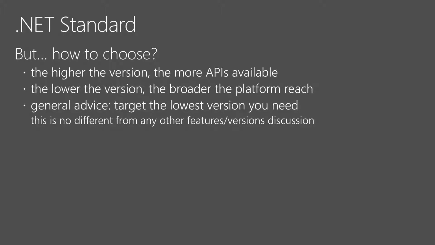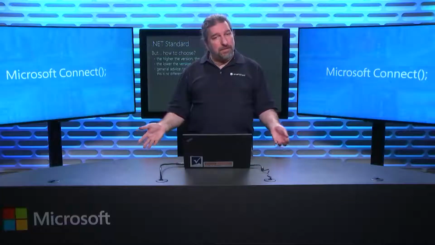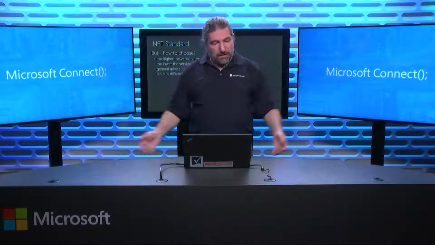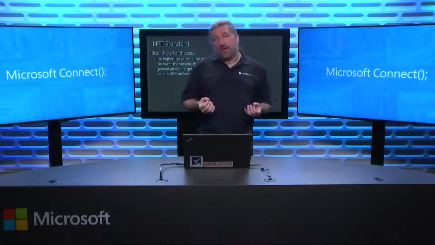The higher version I go, the more of that .NET Standard goodness guarantee that I'm provided. If I go with .NET Standard 2.0, I get everything that I just showed you in terms of that list of APIs. You go lower, well, then you get broader reach, particularly when we start looking at some of the older Windows implementations, Windows Phone, and Silverlight, and so forth. This is actually not a new conversation.